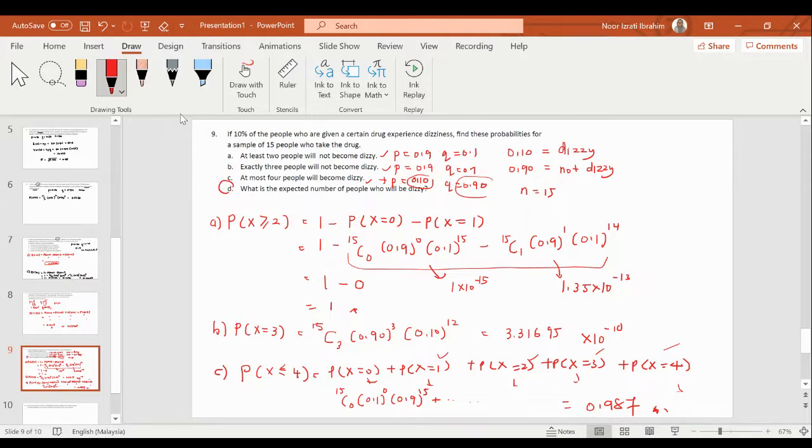D, what is the expected number of people who will be dizzy? Expected number of people means expected value of X. Okay, and this one, by using the binomial formula, it will be N times P. So N is 15, P is 0.10, because we want to find dizzy. So 15 times 0.10 is 1.5, approximately 2 people will be dizzy.